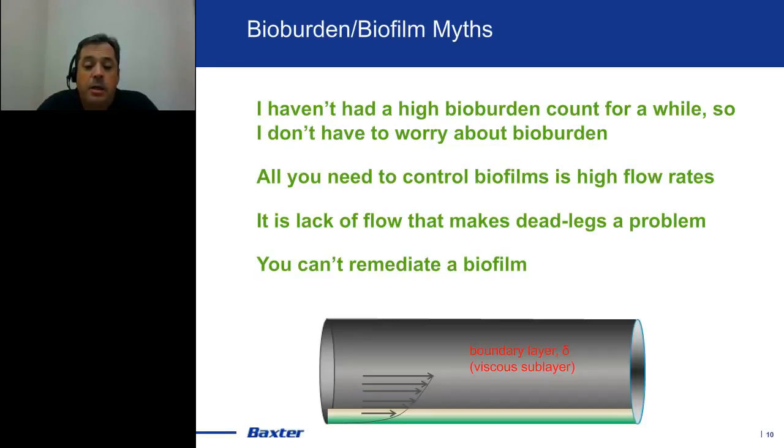All right, the next one is that high flow rates can control biofilms. And that's also not necessarily true. At the bottom is a figure illustrating essentially flow in a pipe. So the arrows represent flow rates, the large arrows being high flow rates and the small arrows being low flow rates.